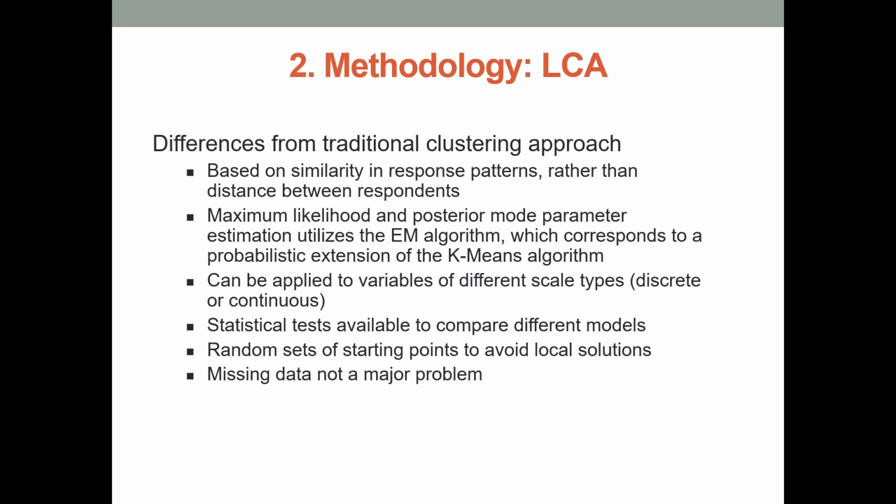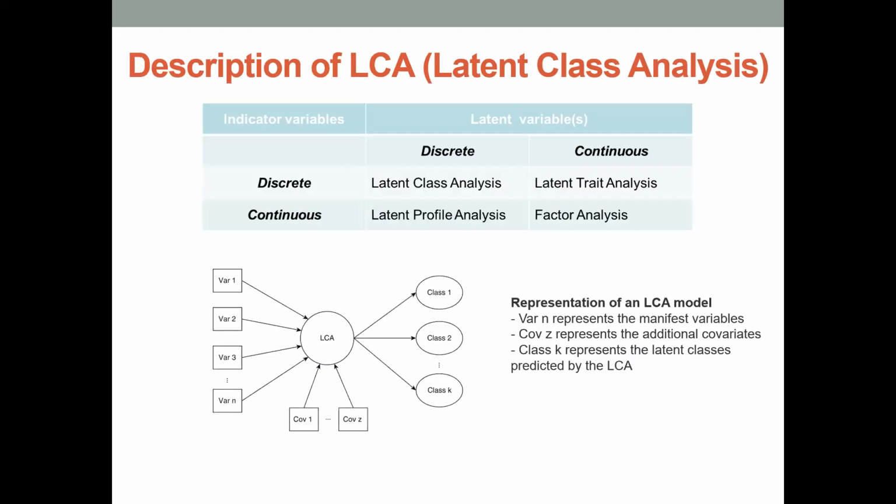So, because it's a statistical method, you can use some statistical tests to compare different models. You also use random sets of starting points to avoid local solutions, and missing data is not a major problem, but in our case, you haven't a lot of missing data.